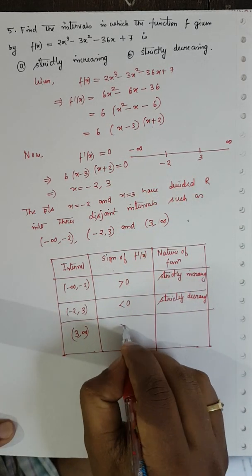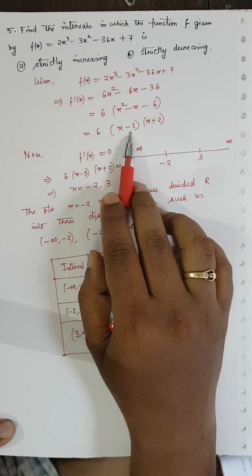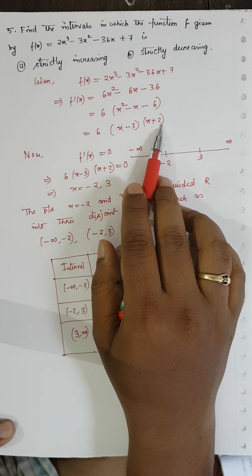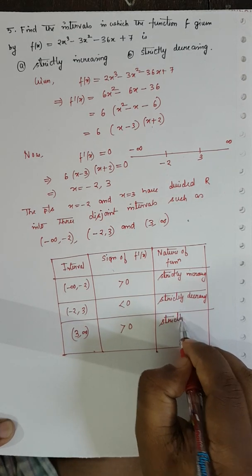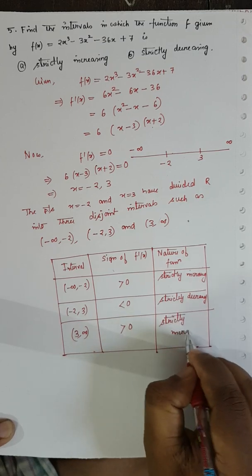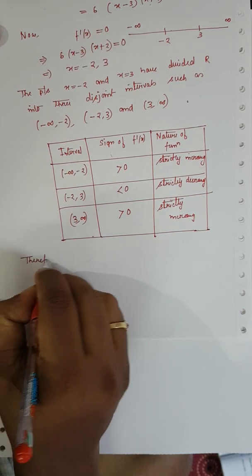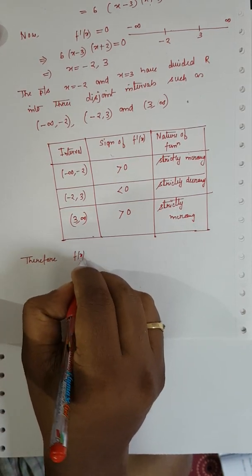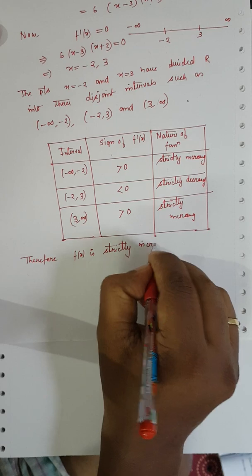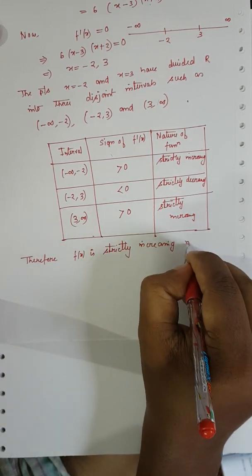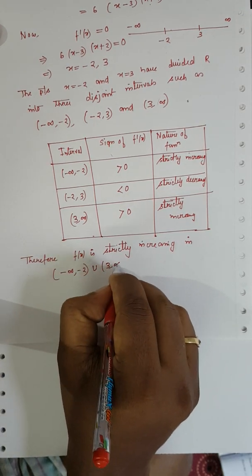And similarly for 3 to infinity, if you take 4, 4 minus 3 is 1, and 4 plus 2 is 6. Multiply them, the product is positive. So the function is strictly increasing. So you can write from this table, therefore f of x is strictly increasing in minus infinity to minus 2 union 3 to infinity.